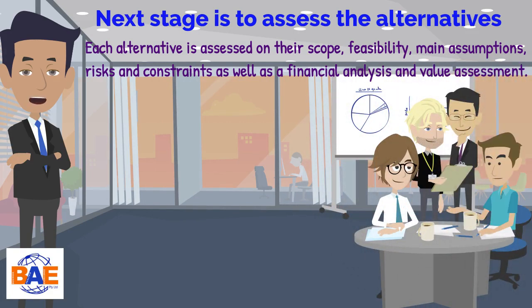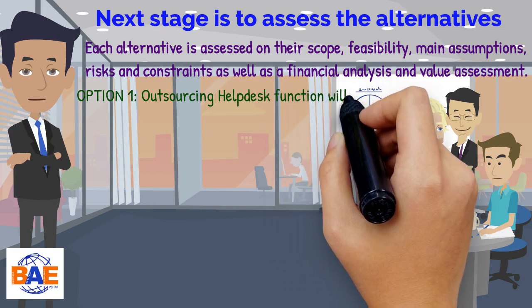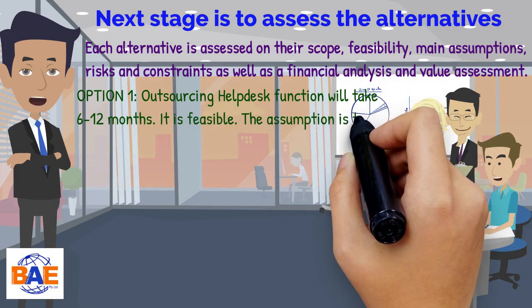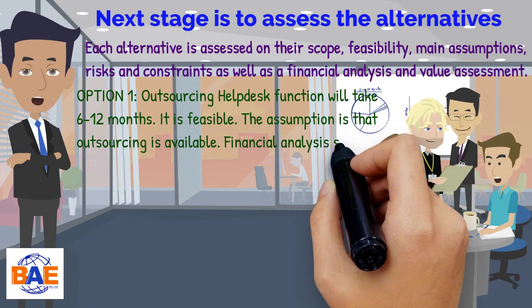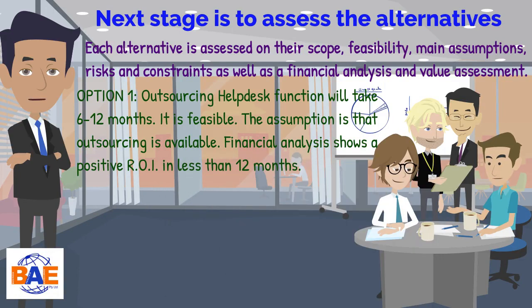If we were to spend some time and effort doing this assessment for each alternative solution in our example, we may find information such as the following. Option 1. To outsource the help desk function worldwide will take between 6 to 12 months. It is feasible. We assume there is outsourcing available that will meet our company needs, and the financial analysis shows a positive return on investment in less than 12 months.